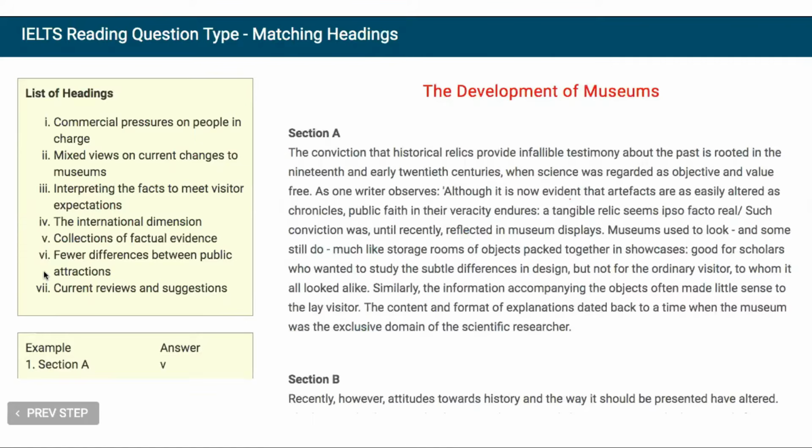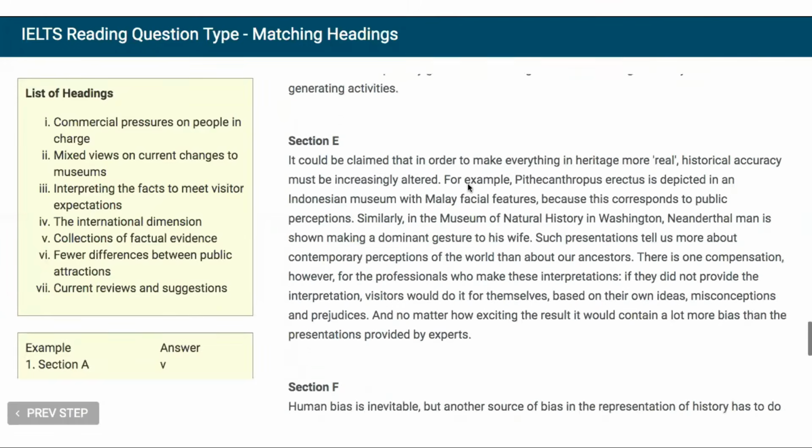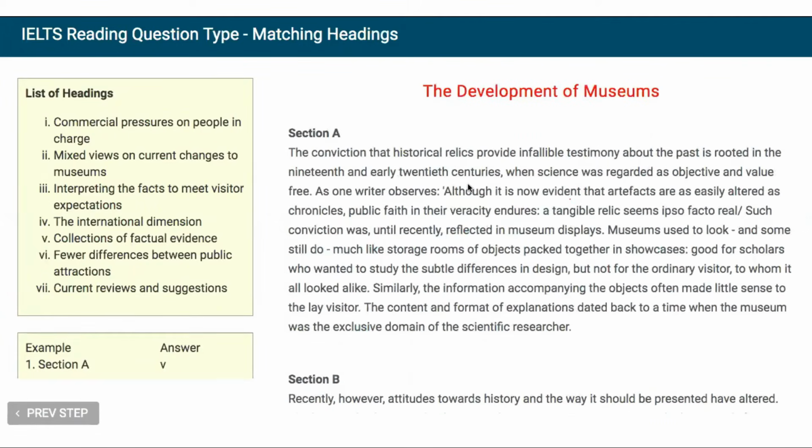This is probably the most important point of the matching headings question type, because a lot of students feel that they need to read all of these details in the paragraphs in order to understand which heading is best, and that is simply not the case. We just need to look for the general idea.